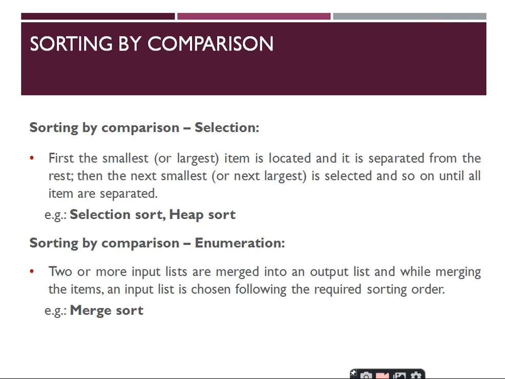Next is sorting by enumeration. Here two or more input lists are merged into an output list. And while merging, the items from the input lists are chosen following the required sorting order. So while merging the two lists, we'll have to be very careful that after merging, they form a sorted list. An example of this kind of mechanism is merge sort.